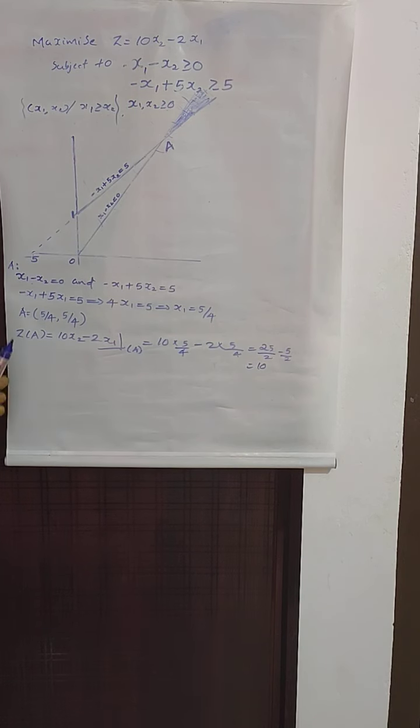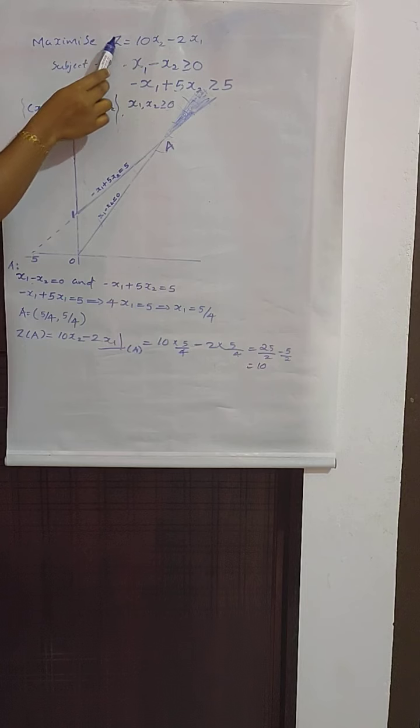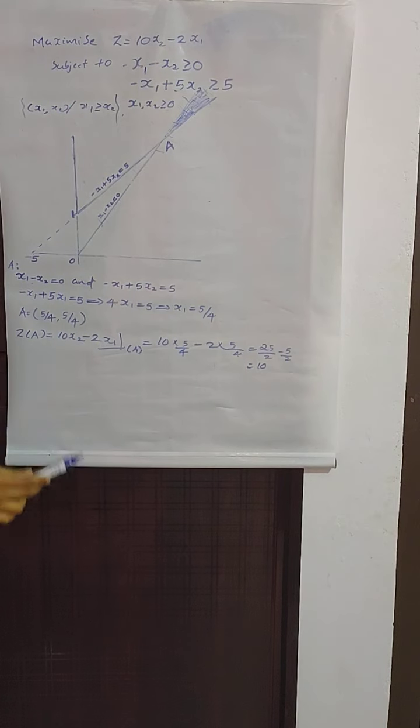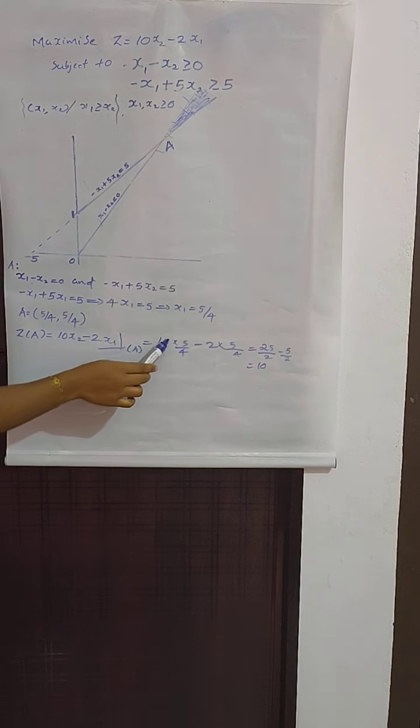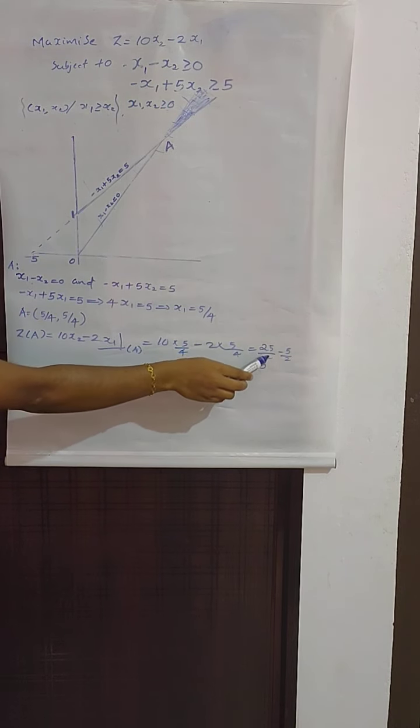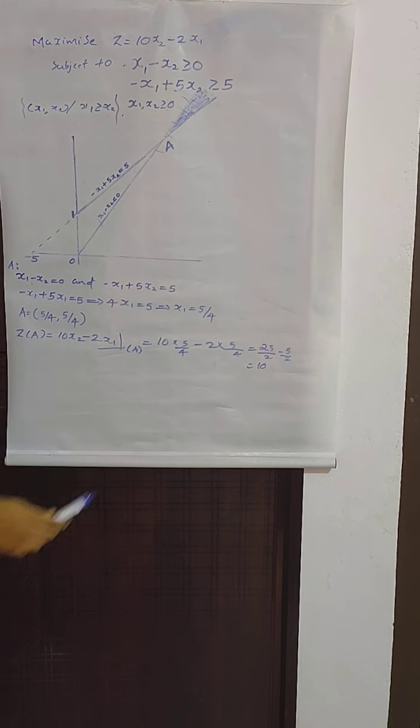Now we want to find the value of our objective function at a, that is z of a. What is the value of z? z equal to 10x2 minus 2x1. So we want to find the value of 10x2 minus 2x1 at 5 by 4, comma 5 by 4. That is 10 into 5 by 4 minus 2 into 5 by 4 equal to 25 by 2 minus 5 by 2 equals 10. Okay. That is, we get the value of the objective function at a equal to 10.